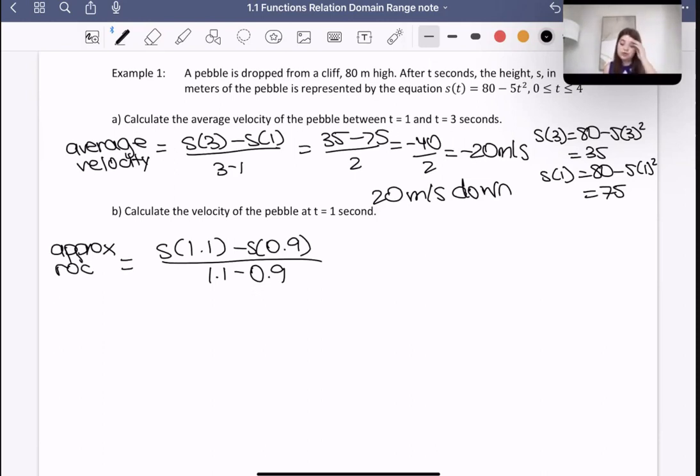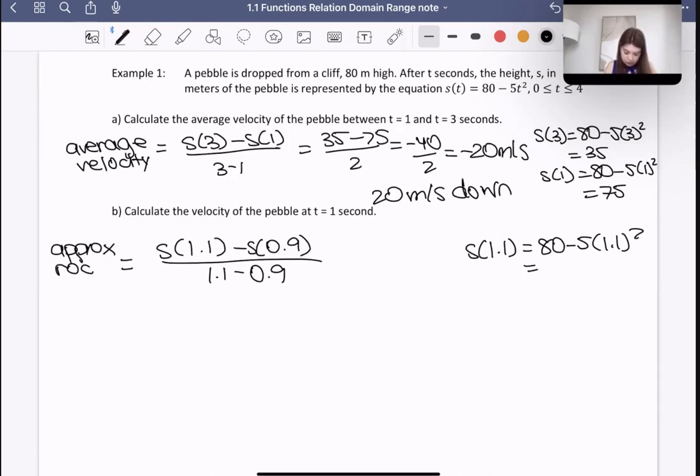So to do that, I need to find what is s of 1.1. Well, that's going to be 80 minus 5 times 1.1 squared, which let's grab our calculators and find out what that is because I am not sure what that is.